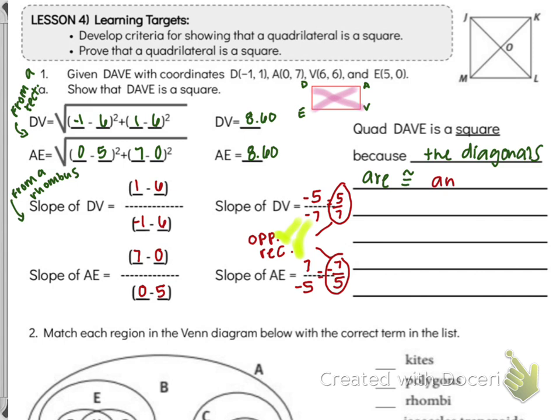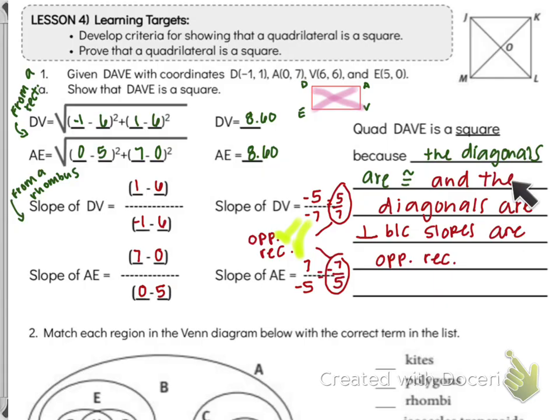So the diagonals are congruent and the diagonals are perpendicular because slopes are opposite reciprocals. Okay, so all of this work that we did right here was for the square, and this shouldn't have been new. This came from the rectangle, this came from the rhombus. Okay, we just put it in one section to prove that it's a square.